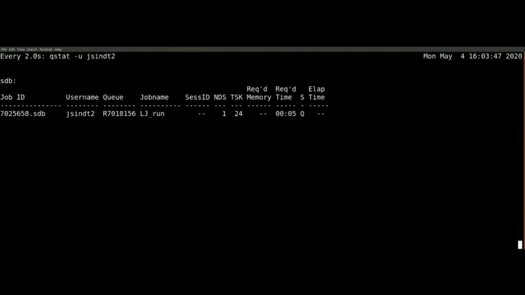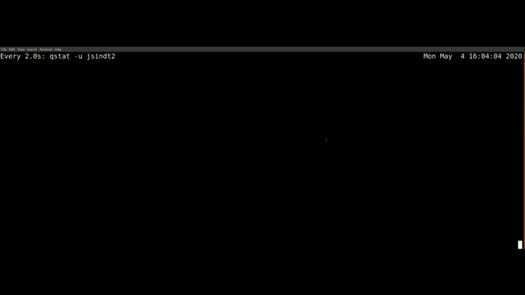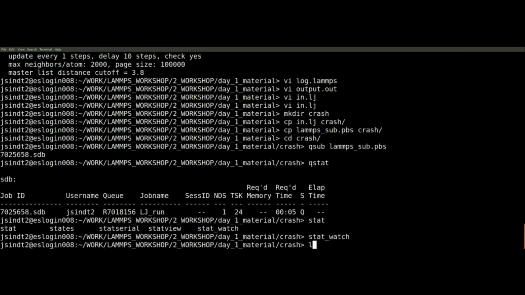But yeah, so this code should eventually crash. What you're seeing at the moment is simply an update every 2 seconds of the program. And now you can see the program's gone from queuing to running, and now it is in status E for exiting, and now it's exited.